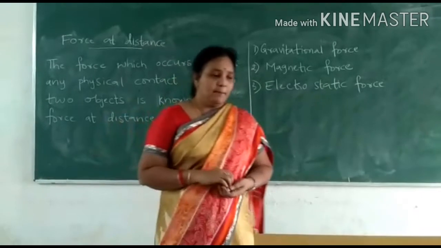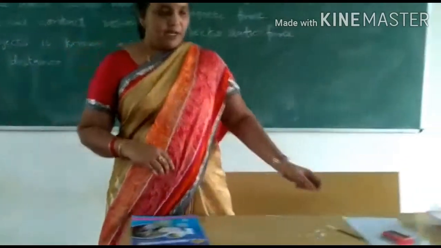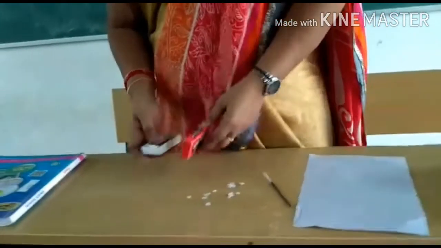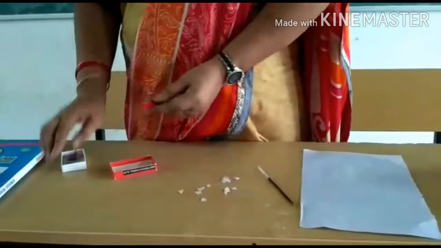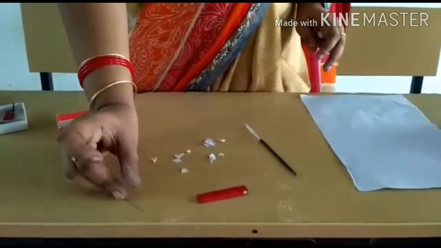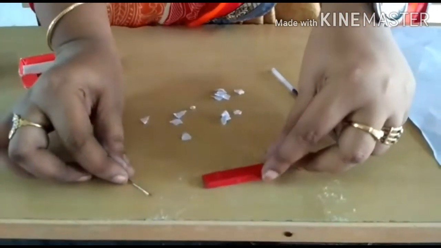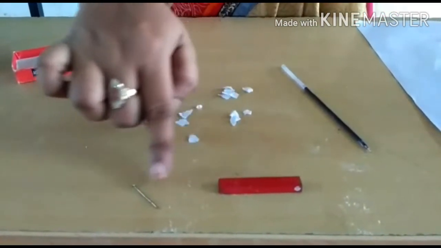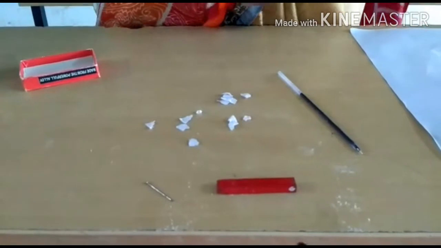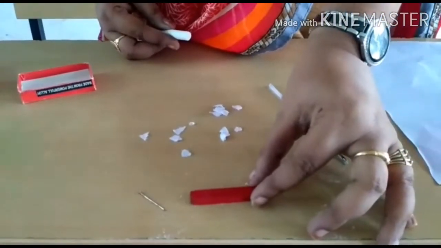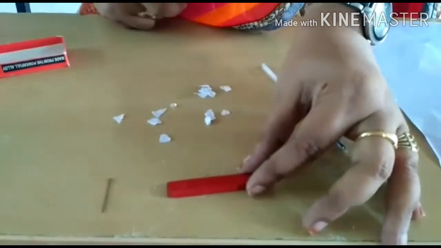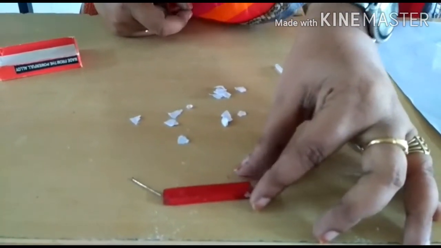Next, we will see the magnetic force. Now, see here, I have a magnet. This is a magnet and this is a magnetic substance. Now see, there is distance between these two objects, between the magnet and this ball pin. Now just carefully observe. Have you seen? This ball pin is easily attracted by the magnet.